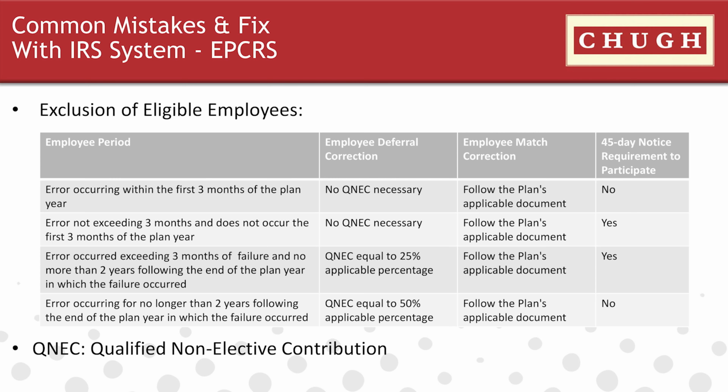The third program is the Audit Closing Agreement Program. This applies to a plan sponsor that does not come forward to the IRS but whose retirement plan has significant problems that are discovered by the IRS during an audit of the plan. The plan sponsor enters into an agreement with the IRS to make corrections to the retirement plan and pay the sanction negotiated with the IRS.